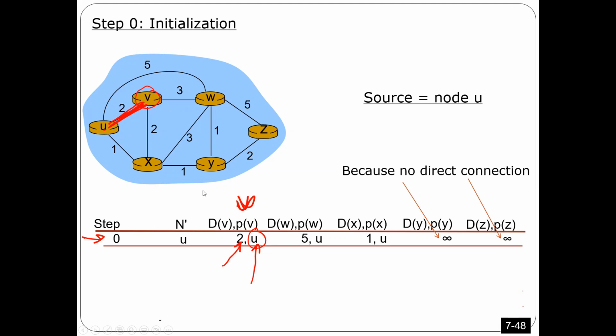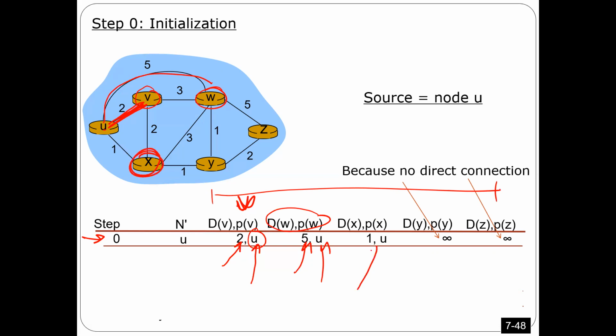So now I'm gonna do this for all the neighbors of U. For example, for W, we have the cost of 5, and the predecessor is U. The previous node before the destination is U, okay? These are all possible destinations we have for U. Is that okay? Now let's look at X, a direct neighbor. For X, the cost is 1, the predecessor is U.